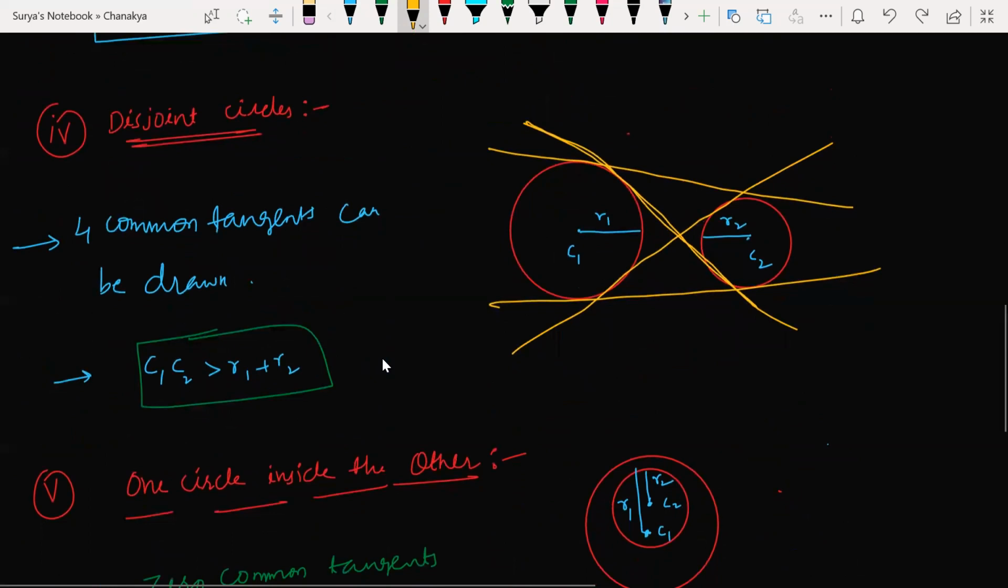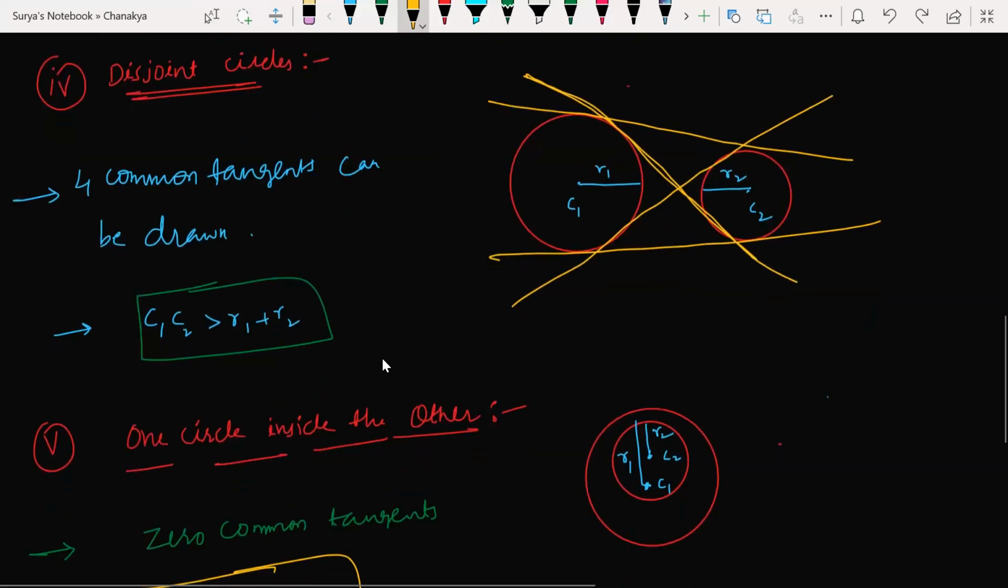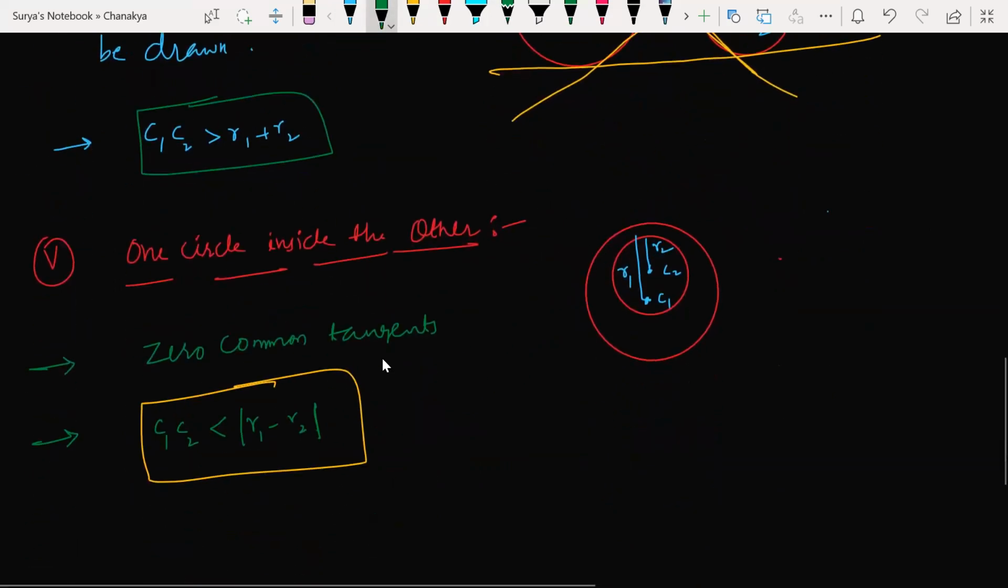When disjoint circles are there, when two circles never touch each other, then what exactly is the condition? 4 common tangents can be drawn. And what exactly is the condition? C1C2 is greater than R1 plus R2, of course. The distance between C1 and C2 is this much, and if you add both radii R1 plus R2, it will be this much, isn't it? So the line C1C2 is bigger, so C1C2 is greater than R1 plus R2. Simple. So next, one circle inside the other circle. Then what exactly is the condition? 0 common tangents can be drawn. C1C2 is lesser than |R1 minus R2|. This is the basic thing you need to follow. Shall we go for the questions, people?